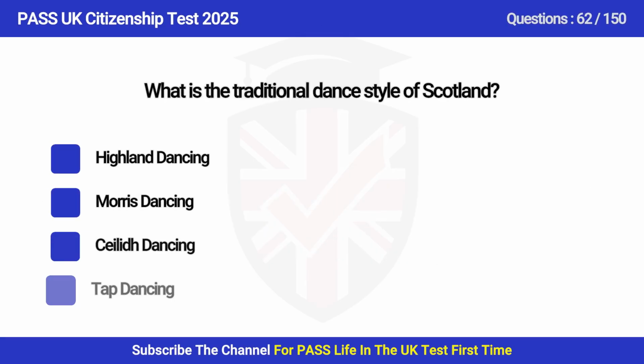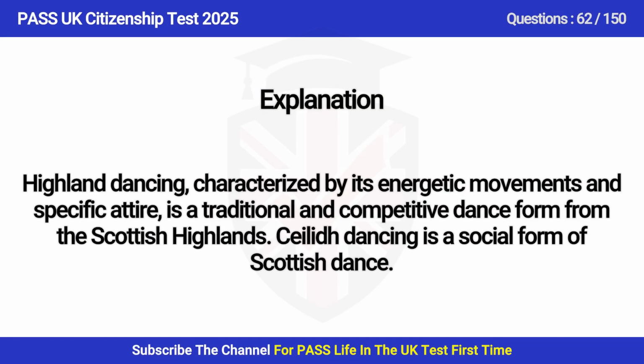Question 62. What is the traditional dance style of Scotland? A. Highland dancing, B. Morris dancing, C. Ceilidh dancing, D. Tap dancing. Answer is A. Highland dancing. Highland dancing, known for its energetic movements and specific attire, is a traditional and competitive dance form from the Scottish Highlands. Ceilidh dancing is a social form of Scottish dance.